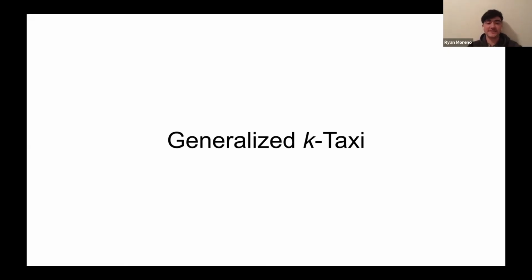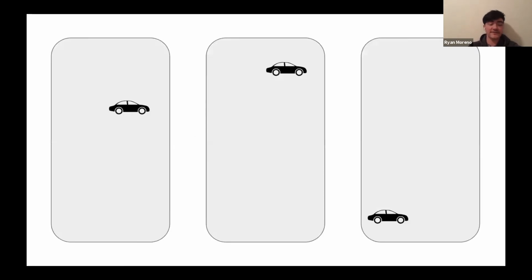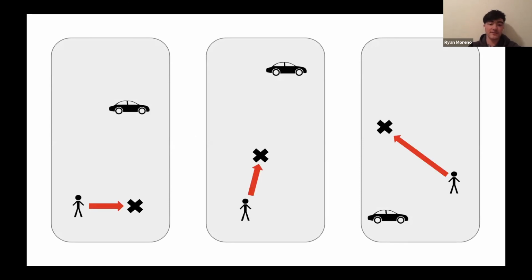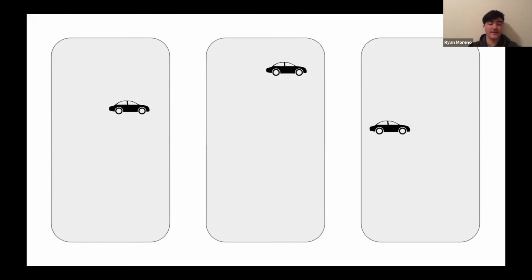So the last thing that we considered is a combination of the previous two settings into the generalized K-taxi setting. And this follows pretty directly from the previous ones. In this setting, we have K-taxis, and each taxi lives in its own world. When a request appears, a person appears in each world with a ride that they want. And in order to serve the request, we just have to give one person a ride, and that serves everybody.